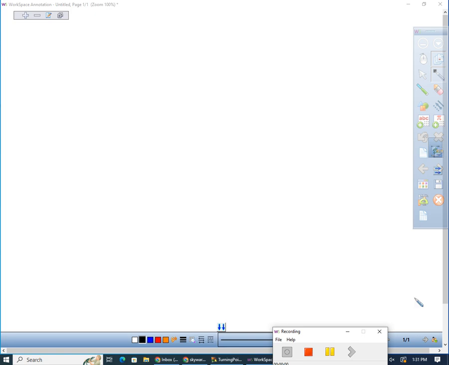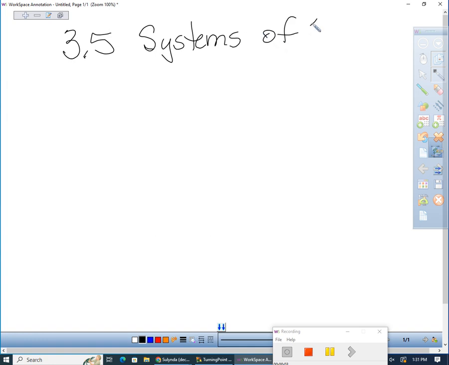We're doing 3.5. We started this a little bit yesterday. I just want to touch on it again. 3.5 is systems of 3. When I say systems of 3, that means 3 equations, 3 variables. All right? And we had 3 equations when we started in that system. We have equation 1, equation 2, and equation 3.